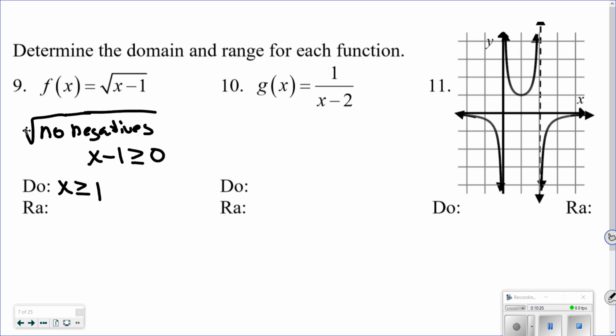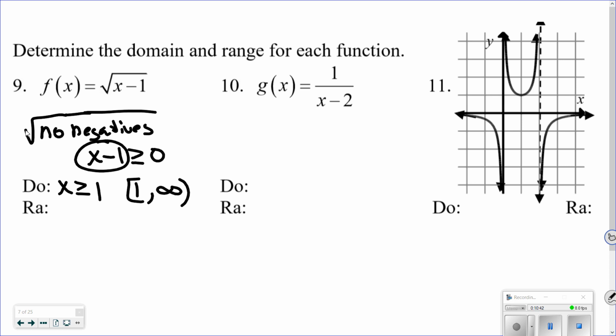So if you have a square root, always take the inside, and it has to be greater than or equal to 0. By the way, if I use interval notation, I would say x can be 1 or bigger, so 1 to infinity is the way I'd write that same answer with interval notation.